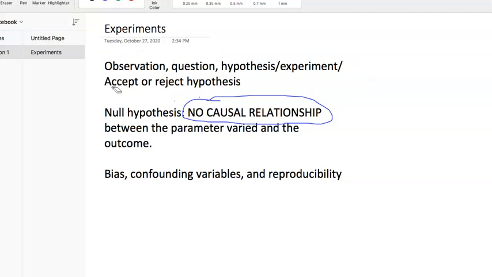Okay, give me a second to erase. We're not quite done with this one.